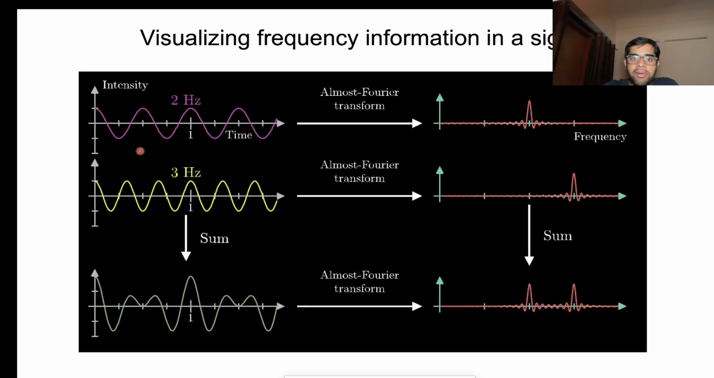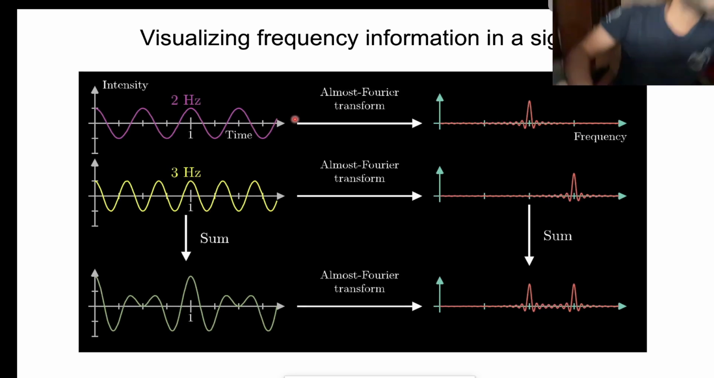So when you apply a Fourier transform, you convert time domain to frequency domain, and at 2 hertz you see a peak. So if I show you this wave, you say that this signal has 2 hertz.